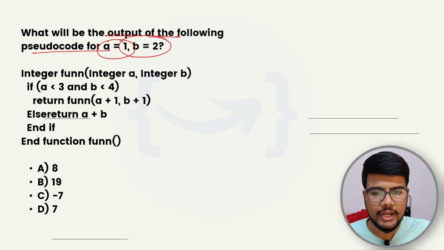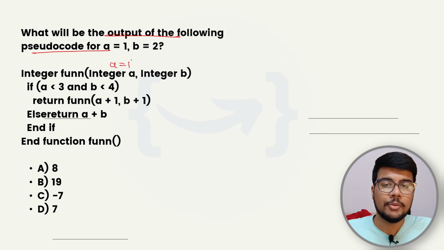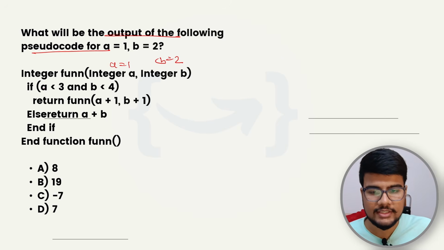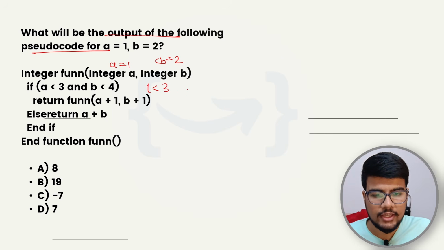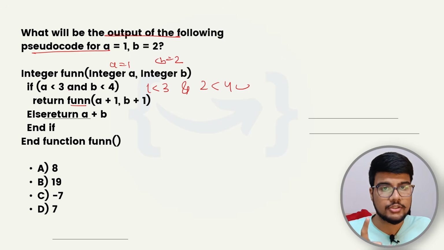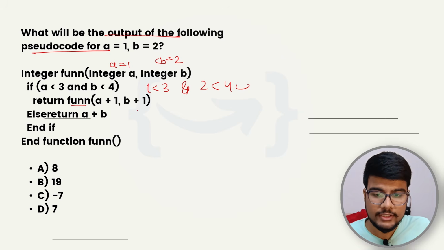So okay, let me write very clearly, because it creates some mess. Don't create a mess, try to write clearly. Okay, so B is equivalent to 2. Now I can see 1 is less than 3 and 2 is less than 4. Yeah, it is correct. Then what is actually happening is the function is calling itself. It is a recursive function. Okay, so yeah, the function is calling itself.